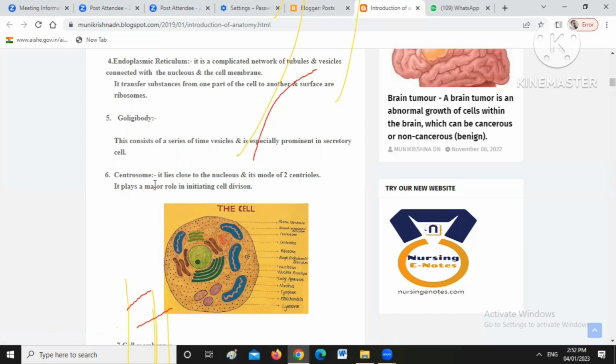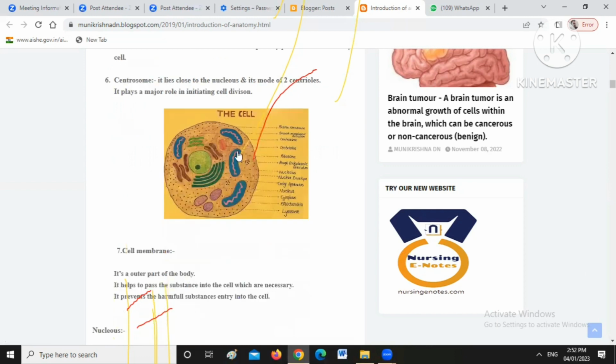So what is the main function of centrosomes? It plays a major role in cell division. When cells are going for division, at that time it plays a very important role, dividing the cell from one cell into two cells.